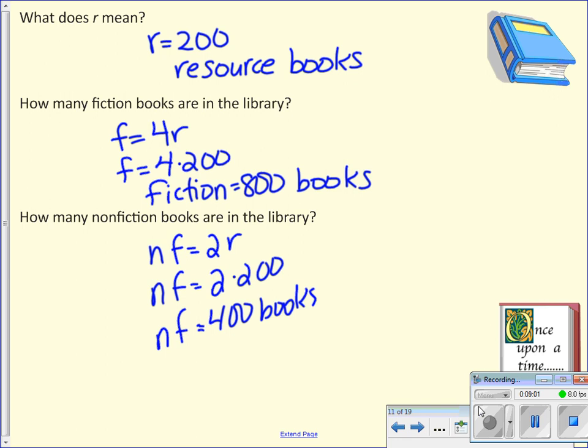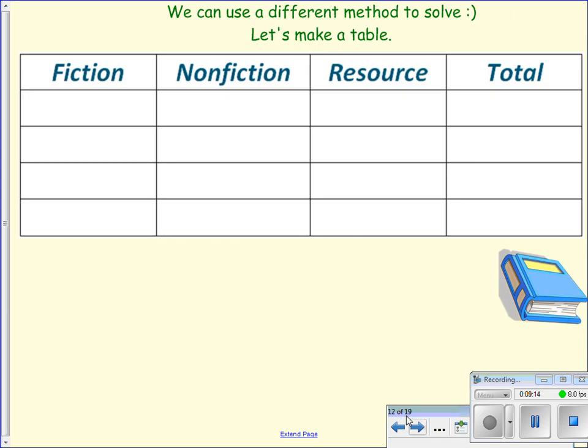Now that we know how many of each book are in the library, there's actually another way that we can go about solving this. So now we're going to try a different model. Okay? So now it's asking you on your notes to draw a table. So draw this table. It's on the top of page 137. It's the second thing. It says set up a table. So if you set up a table, we have our fiction, our nonfiction, our resource, and our total.